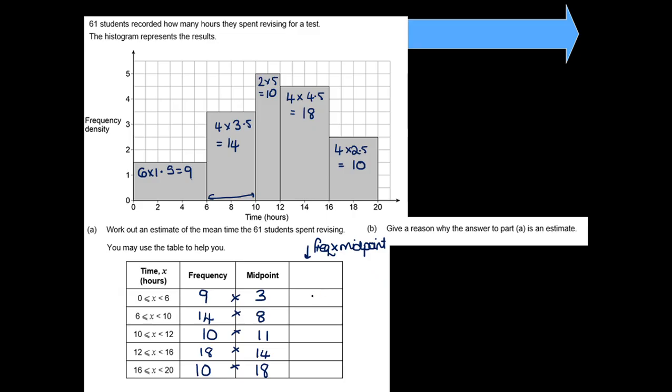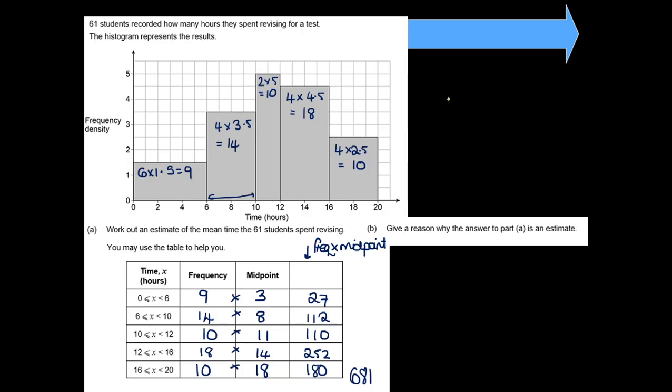We get 27, 112, 110, 252, and 180. That is us adding up the midpoint 3 nine times, this midpoint 8 fourteen times. We're adding up all the numbers. So when we want to do the mean, we add them up. So 681 is the total of that column.